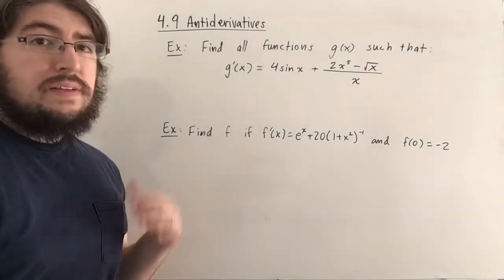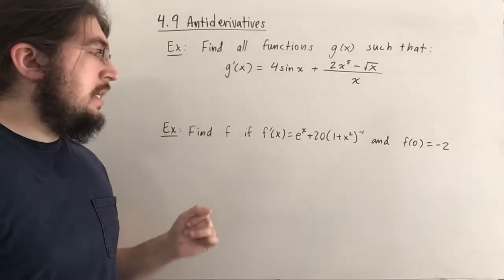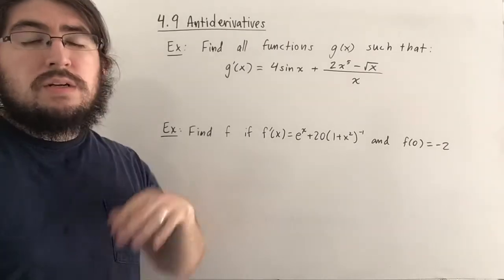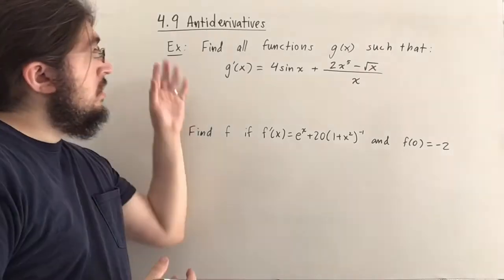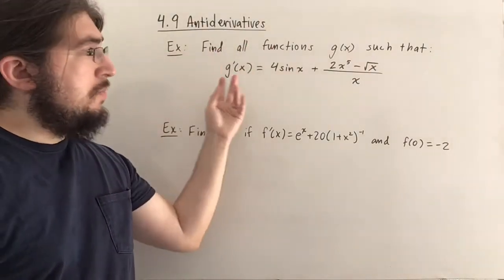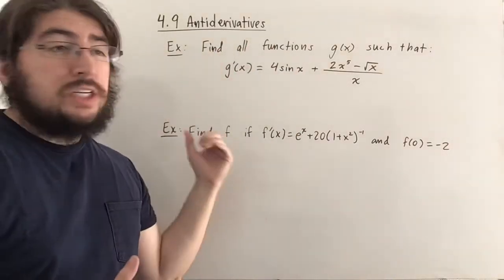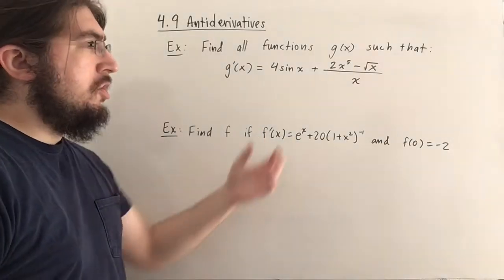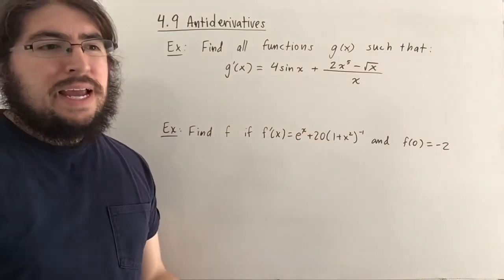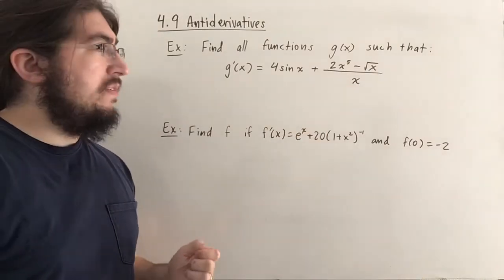All right, so here we have these two examples. They're kind of different, but basically what they're asking for is an antiderivative type scenario, but the wording's a little weird. So it says find functions g of x such that g prime is this. So we want to find a function whose derivative is this, hence antiderivative. And we can do that term by term. The only issue is we have a quotient here, and I haven't given you a quotient rule for antiderivatives.